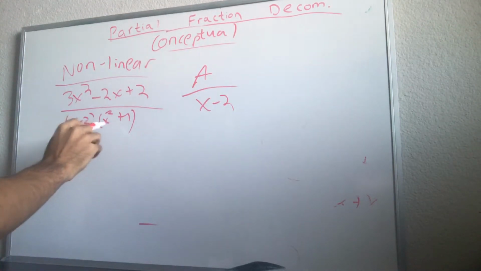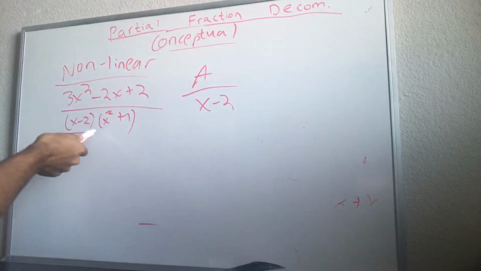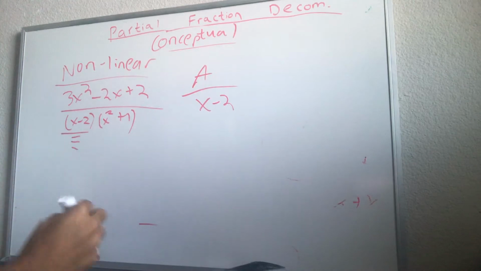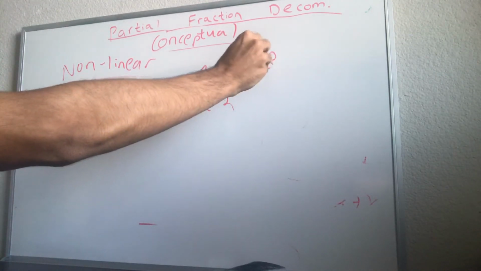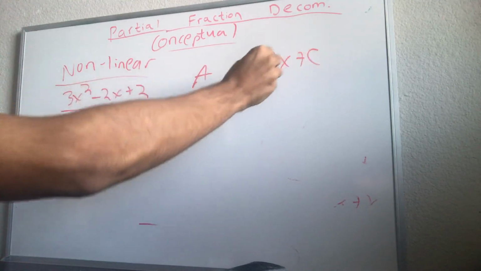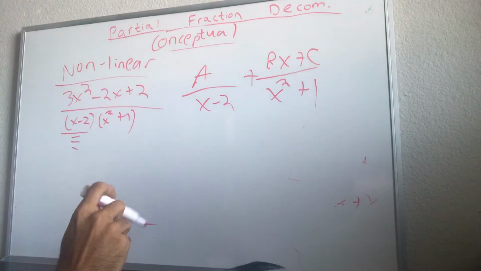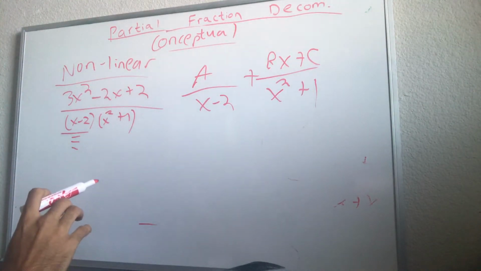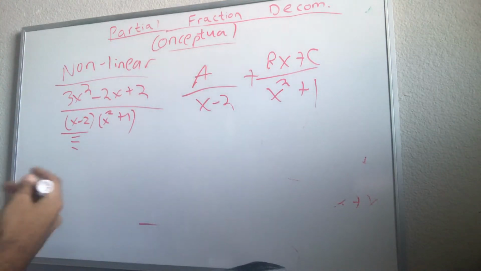However, when we have a factor that is not necessarily linear, in this case it's quadratic, and we cannot factor x squared plus 1. Then you're going to write bx plus c divided by x squared plus 1. And so what's really happening is that whenever you have linear factors, we're placing in a variable that is a degree less.